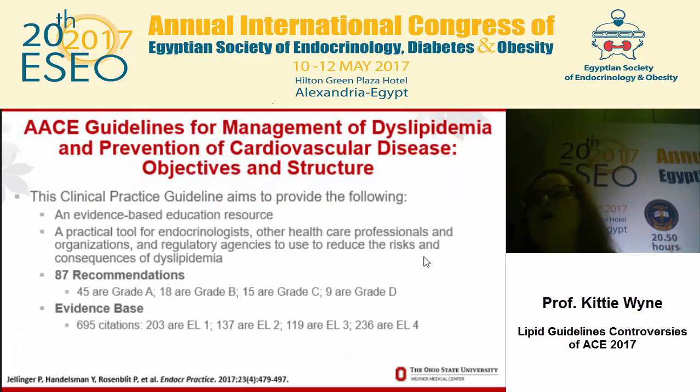Now, just to remind you of how we do guidelines, we have a formal process. It's meant to be an evidence-based education resource, a practical tool not just for endocrinologists, but all other healthcare professionals, organizations, regulatory agencies. We have a total of 87 recommendations in this guideline. I will not go through all 87 of them, but just to let you know that 45 of those are grade A and 18 are grade B. All of the references have also been given an evidence level grade, and a third of them are evidence level 1, 137 are evidence level 2.